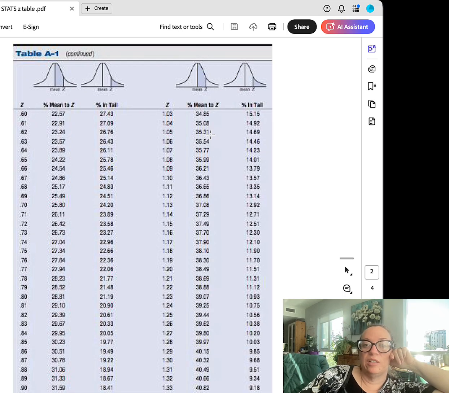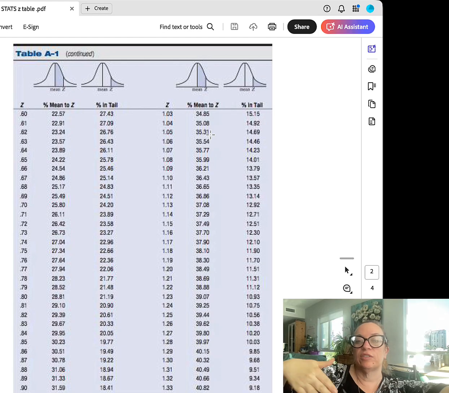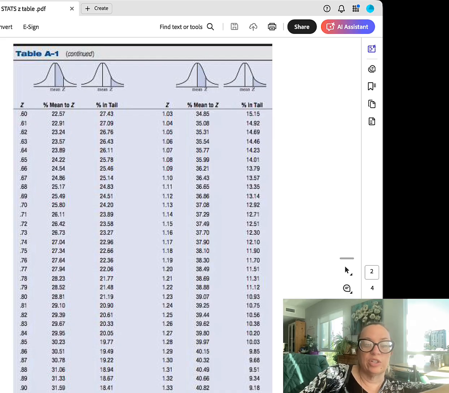The percent between the mean and z is still going to be 39.07. And the amount of people beyond your z-score is still going to be 10.93, whether it's on the negative side or the positive side. The table doesn't distinguish between positive and negative scores in terms of percentages. The percentages are the same. The only thing that changes is which side of the mean that you're on. Okay, so let's look at a few questions just to make sure that you guys understand this.